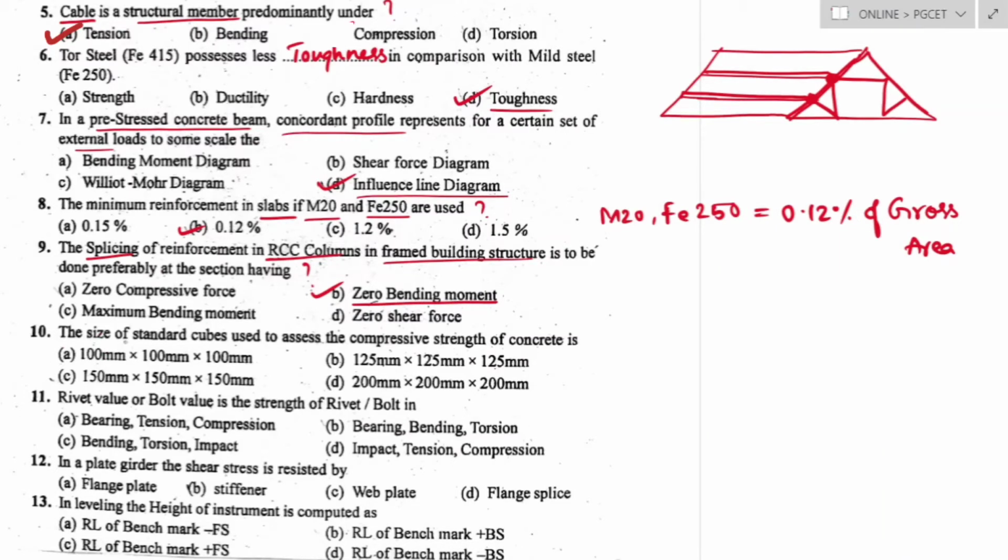Question number 10. The size of the standard cubes used to assess the compressive strength of the concrete is 150 mm by 150 mm by 150 mm. Option C is the right answer. Question number 11. Rivet value or bolt value is the strength of rivet or bolt in bearing, bending and torsion. Option B is the right answer.